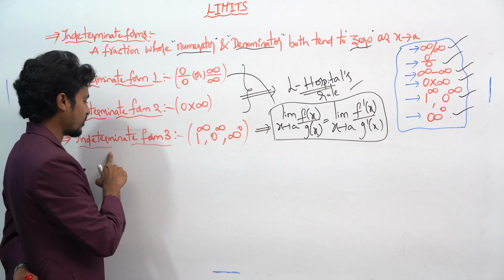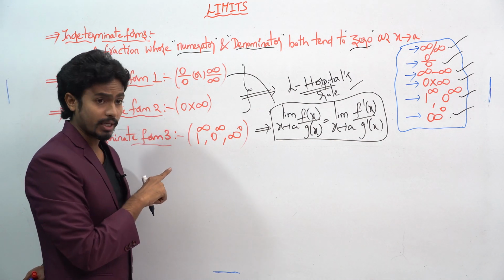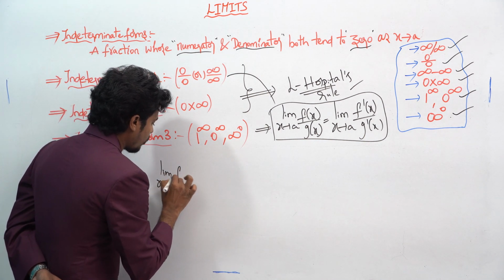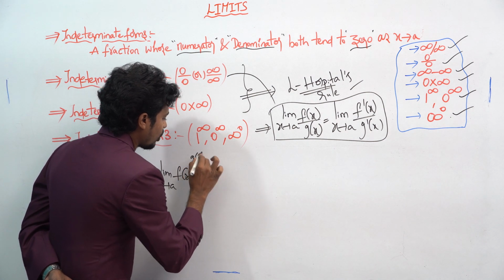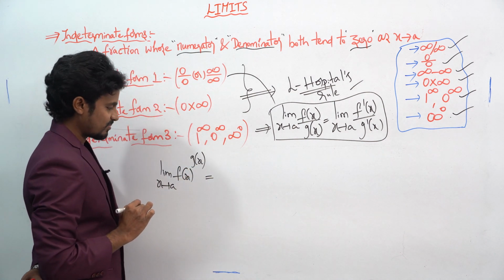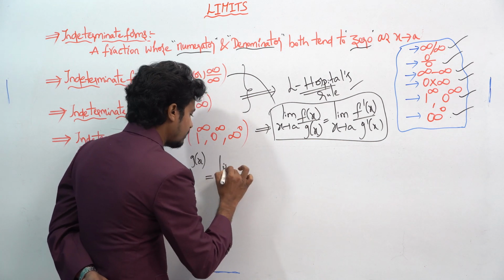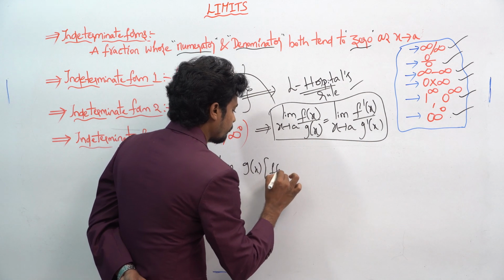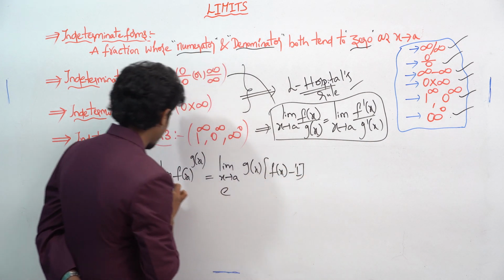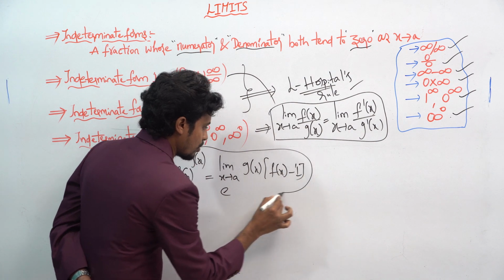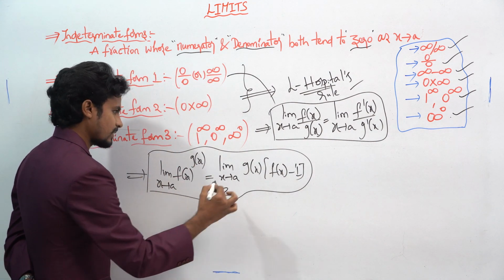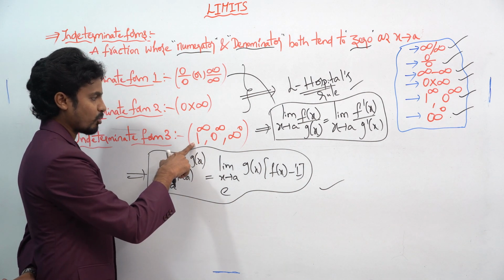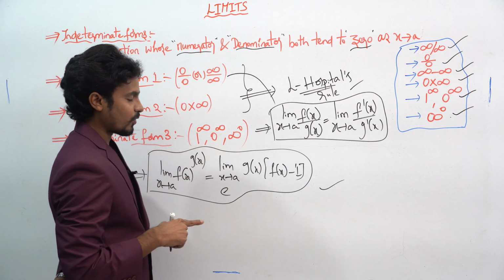For example, how can you apply it for indeterminate form 3? If you take limit x tends to a of f of x power g of x, how can you write it? This will be e power limit x tends to a of g of x into (f of x minus 1). If you solve this in problems, you can't get the 1 power infinite, 0 power infinite, or infinite power 0 form.